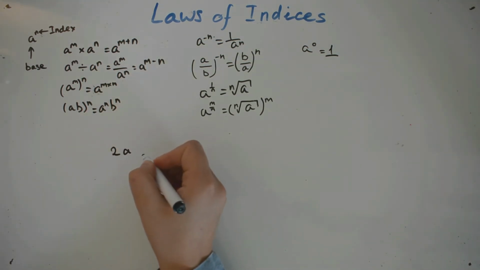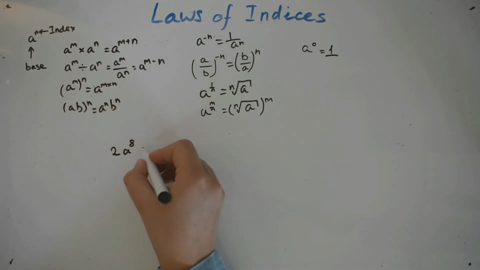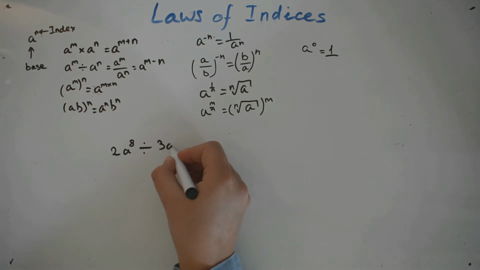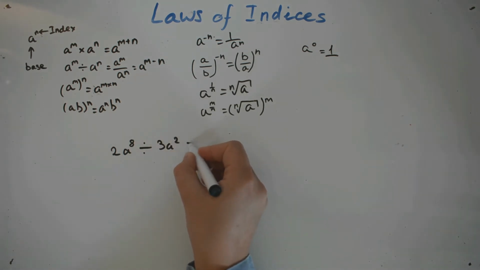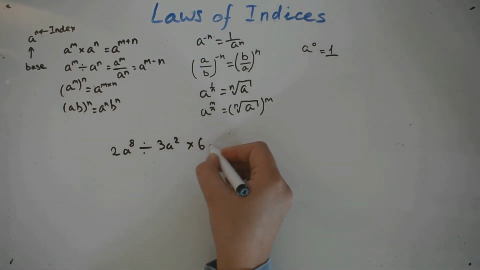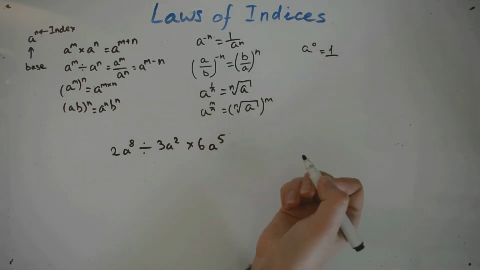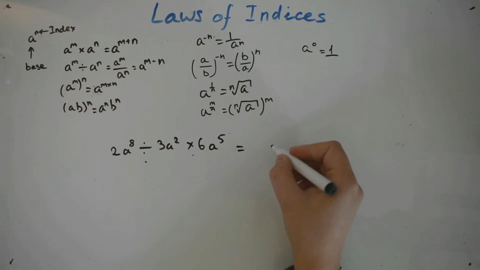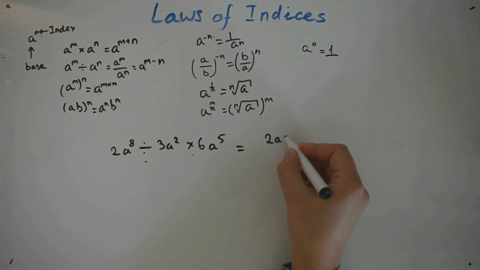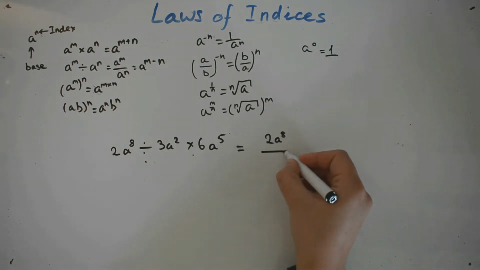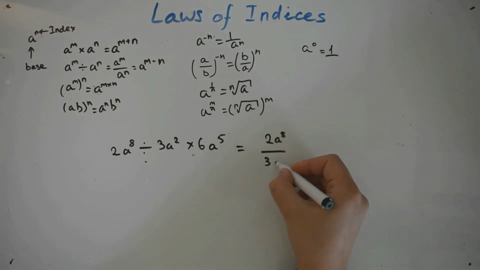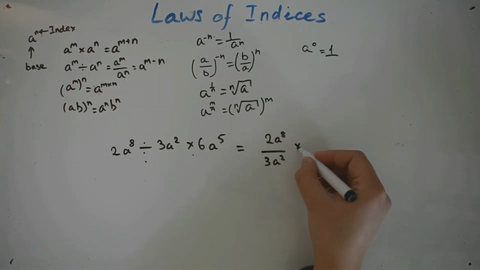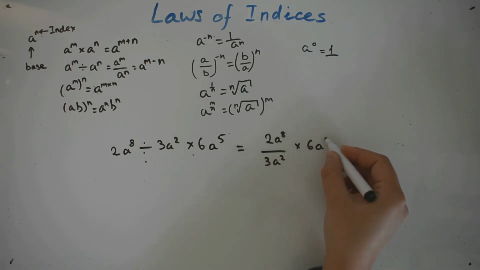So we have 2a to the power of 8, and that will be divided by 3a squared times by 6a to the power of 5. Because we have multiply and divide, 2 operations, I'm gonna combine them, so I'm gonna write it as a fraction, and we'll get 2a to the power of 8 divided by 3a squared, and times all together by 6a to the power of 5.